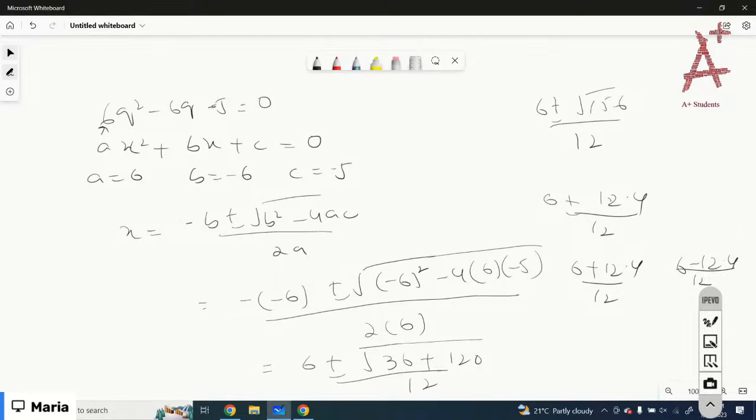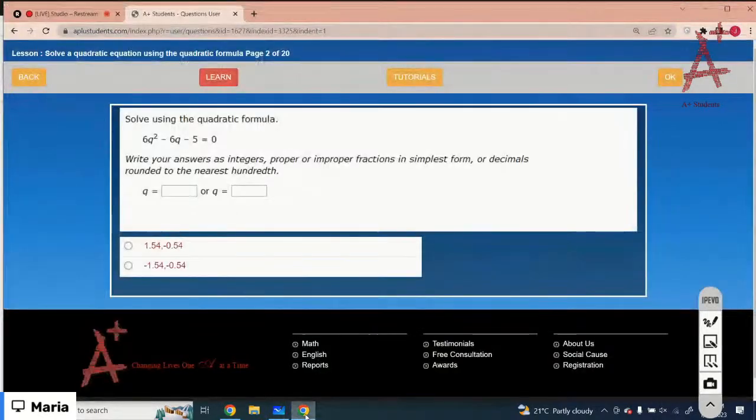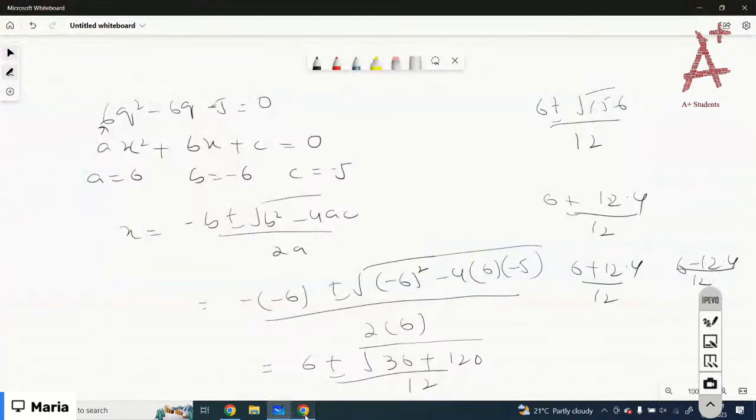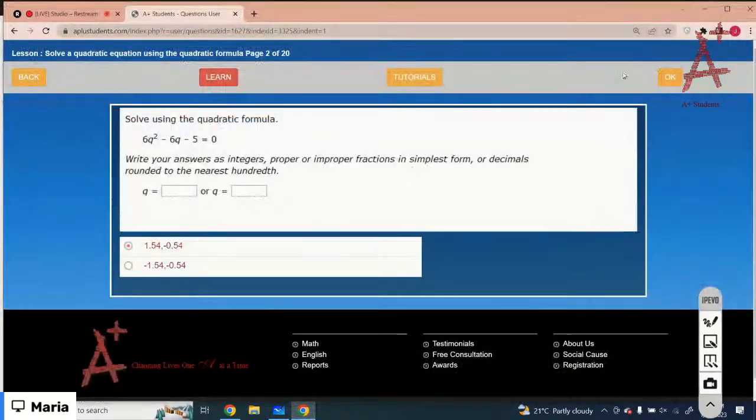Okay, 6 plus 12.4 is 18.4, and 18.4 divided by 12 is 1.54. So it has the values 1.54 and negative 0.4. Got it? You can calculate the values.